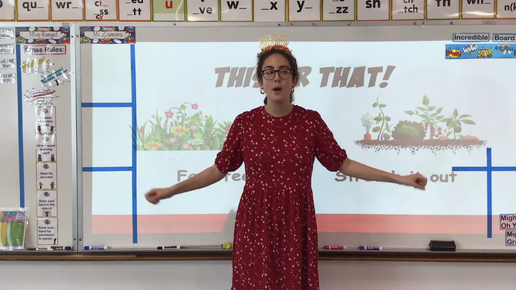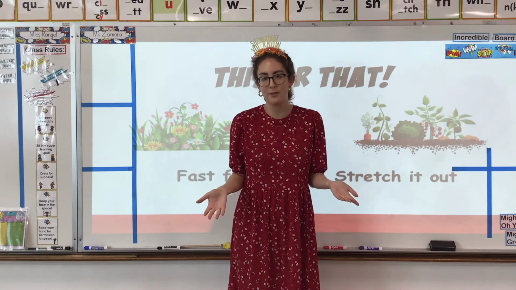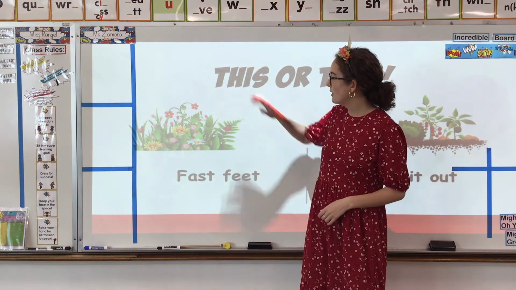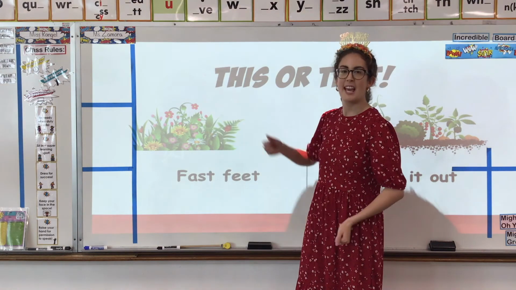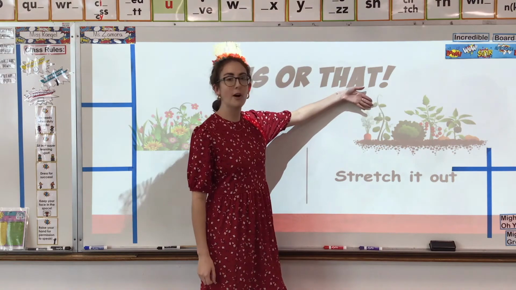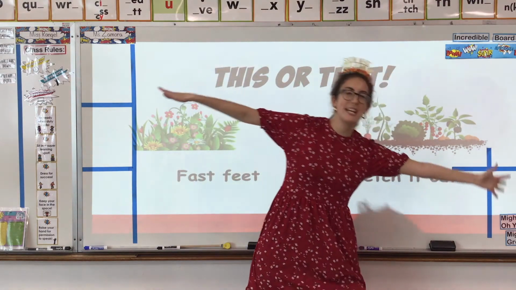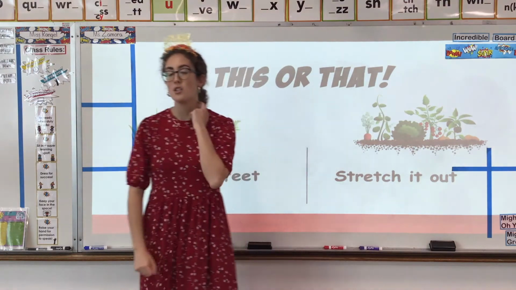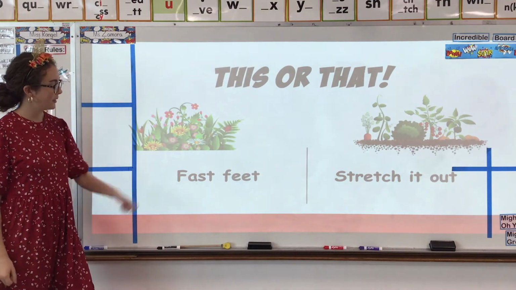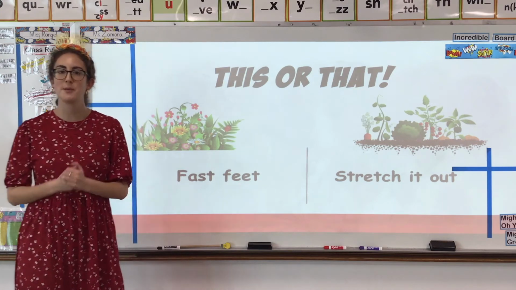Okay, second grade. Which of these would you rather have a garden of? Would you rather grow a flower garden? If so, you're going to do fast feet. Or would you rather grow a vegetable garden? If so, you're going to stretch it out for 5. So you've got a choice of garden, flower, or vegetable. What would you choose?